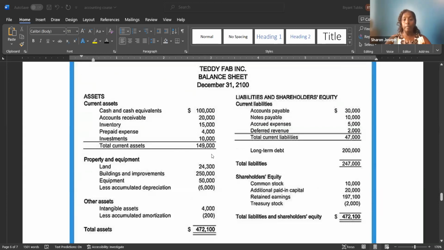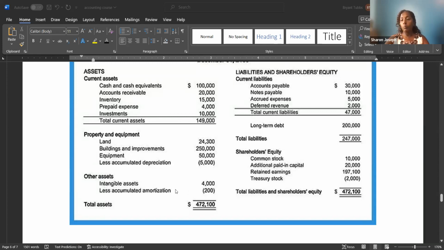So let's look at some specific items that we've spoken about earlier that show up on the balance sheet. We have current assets. This is, like we talked about, our cash, receivables, inventory, prepaid expenses. And then we've got our long-term assets or non-current assets, where we talk about land, building, and appreciation. And then we come down to other assets where we talk about intangibles. So those are things like if you owned software or something like that, those would be considered intangible assets. Add up our total assets and we come to 472,000.